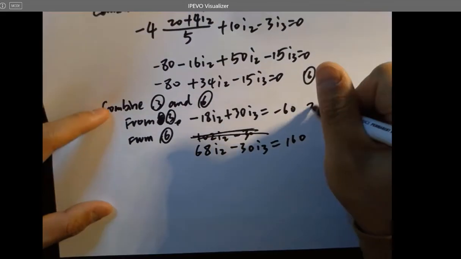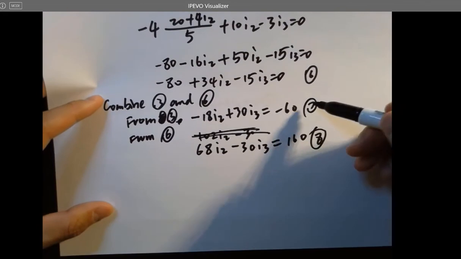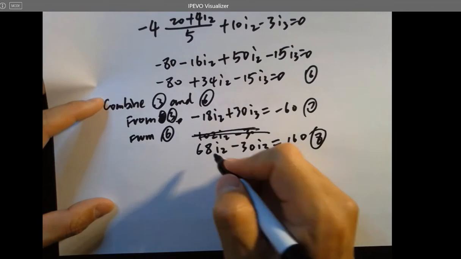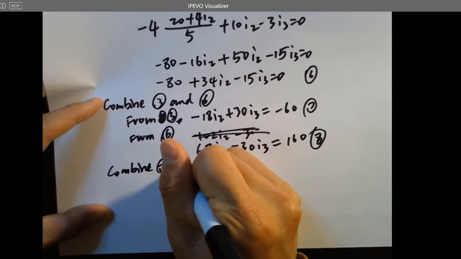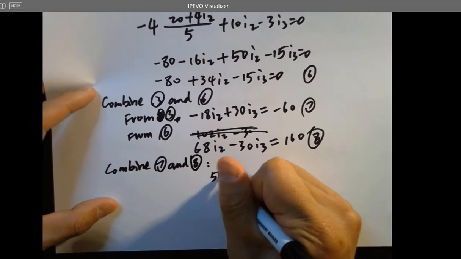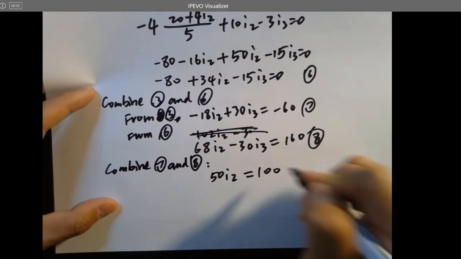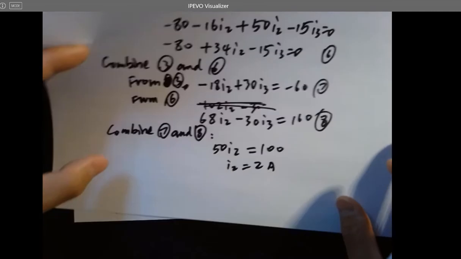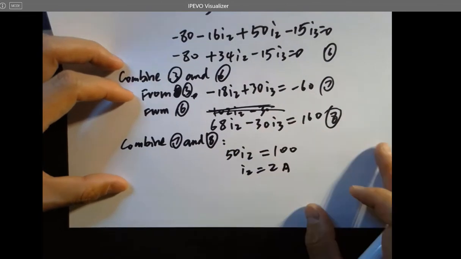And then number 7, number 8. Let's add 7 and 8 on both sides of the equation, so you can cancel I3. So combining 7 and 8, you are getting 50I2 equals 100. So I2 equals 2 amps. Okay, that's I2. Then you can put it back here to calculate I3.